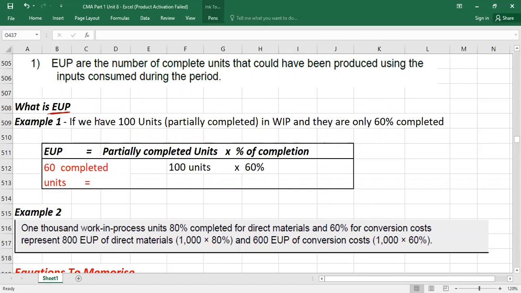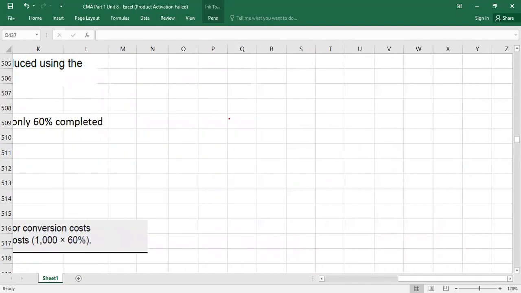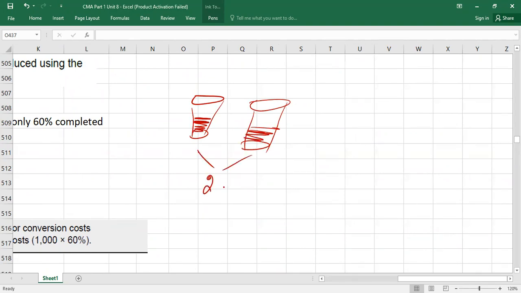So what is equivalent units of production? Here we have a small example, and with the example I will explain. For example, guys, we have 2 glasses of water. I'm just assuming 2 glasses of water, for the sake of simplicity. And these 2 glasses of water are 50% filled with water. So how many glasses do we have? 2. 2 glasses means I can say I have 2 units. Assume these are 50% filled, 50% completed, you can say.